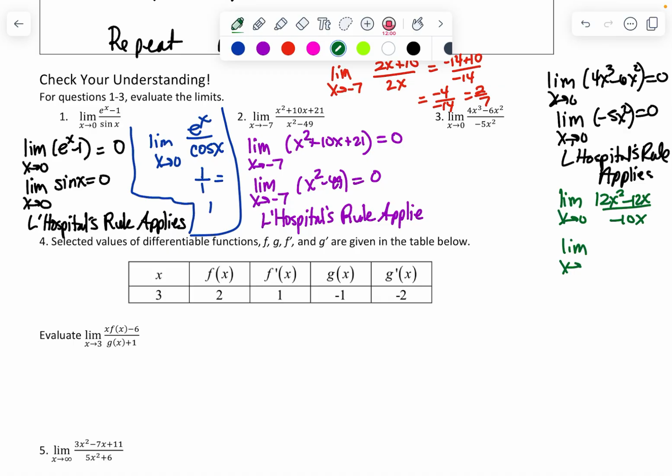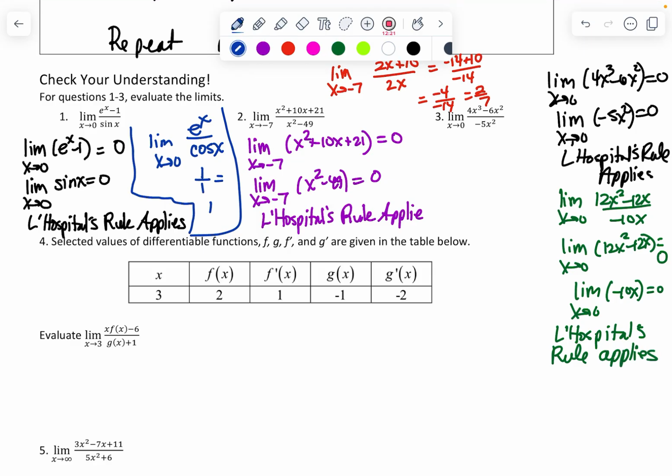Bummer. I'm going to have to repeat this. So that's 0. The limit as x approaches 0 of the denominator. So L'Hopital's rule applies again. So then this is going to be the limit as x approaches 0 of (24x minus 12) over negative 10. So you get negative 12 over negative 10, which is 6/5. Okay, so a little tedious on that one.